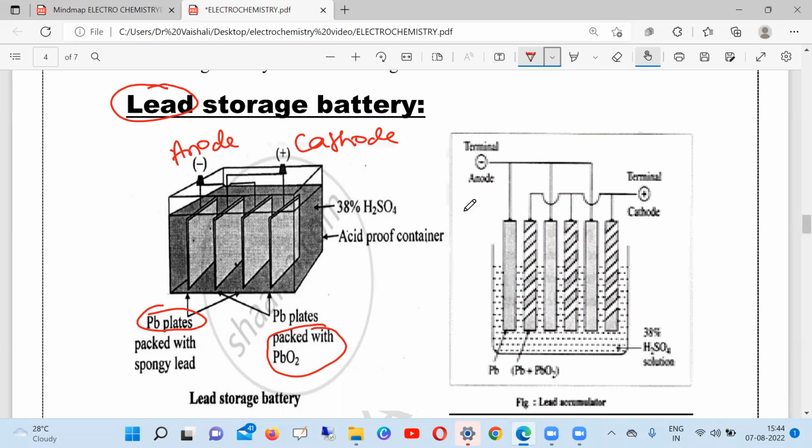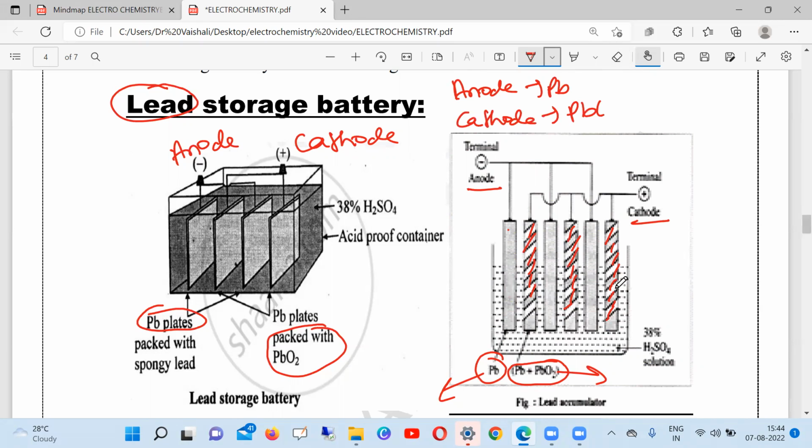When you can see the second diagram, anode, cathode, this one is the anode, which is made up of lead, and this shaded part, you can see, is the lead grid in which PbO2 is there. So this is anode and this is cathode. So already I told, we have to know anode is made up of what? Cathode is made up of what? That is Pb and PbO2.